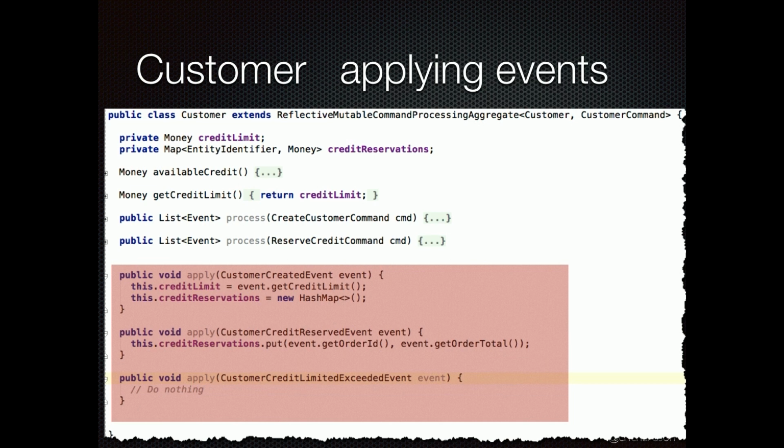That doesn't actually represent a state change, so it doesn't need to update anything, but it still has to be able to apply that event. So that's an example of an aggregate. You can see how a standard method that would do some verification and an update is now split into a process method that does verification and returns events, and an apply method that updates the state.